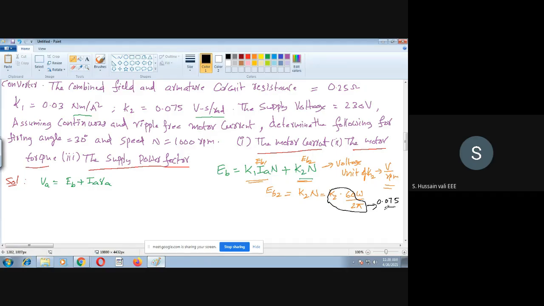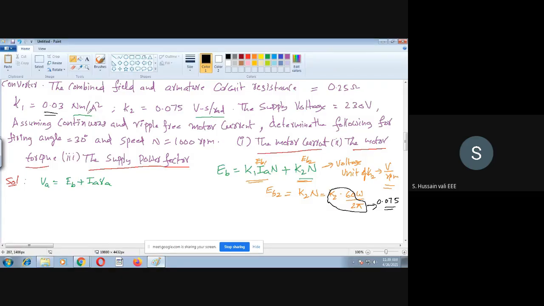That's important. This is how we find the constant values, because it depends on the unit. You should not take it directly, because you may get confused. Always see whether the units are the same or not. If the units are not the same, then you have to convert. So K2 into 60 by 2 pi he has given as 0.075.